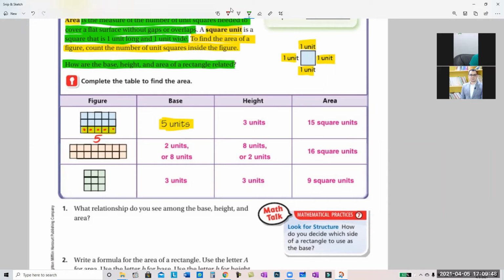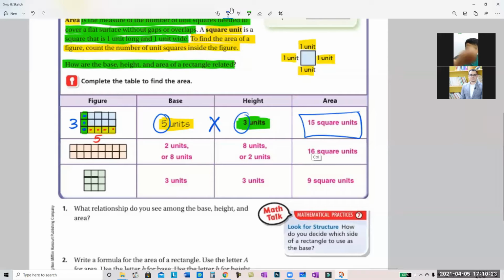And what about height? Height is the vertical one. So the vertical here we have 3 units. Let me count it. 1, 2, 3. So we have 3 units, as you see here. Now, if you want to get the area of this figure, all we have to do is multiply them together. So 5 multiplied by 3 equals 15. So the area here is 15 square units. That's our area.